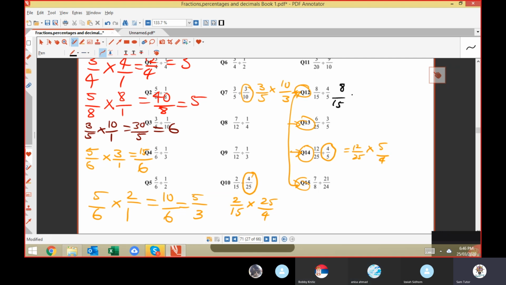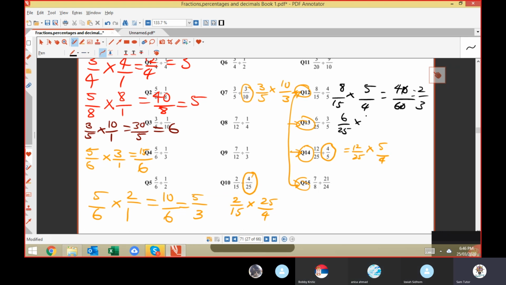8 over 15 times 5 over 4. I got the answer 40 over 60, and then the zeros cancel out. And then you can also divide them both by 2, so the answer is 2 over 3, for those who tried to simplify.